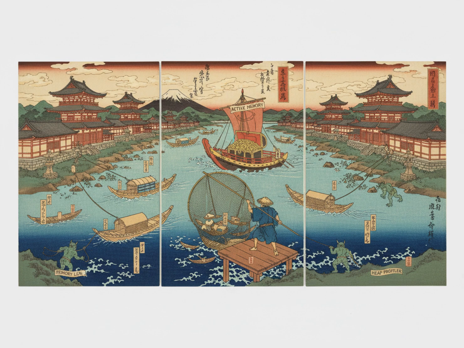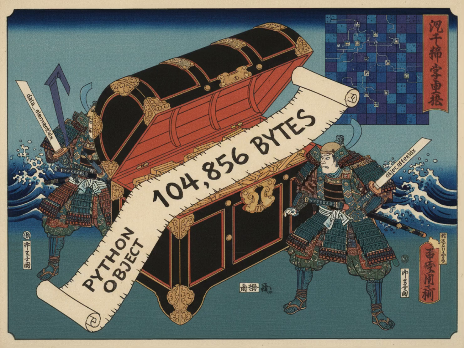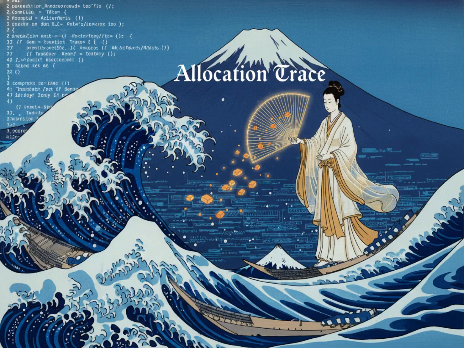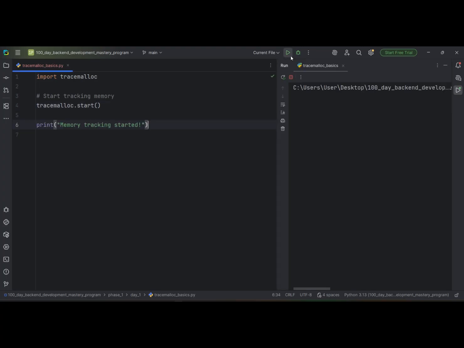The gc module shows us when garbage collection happens. But how do we see how much memory we are actually using? That's where tracemalloc comes in. Think of it as a memory profiler built right into Python. First, we need to turn on memory tracking. For that, of course, we're going to import tracemalloc and start tracking. From this point on, Python is watching every byte of memory we allocate.